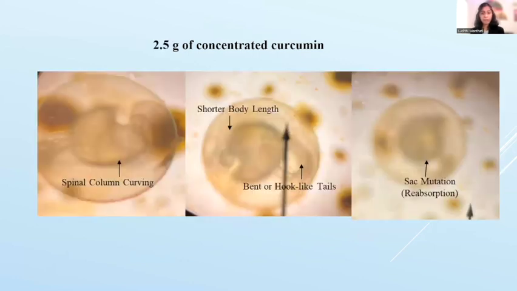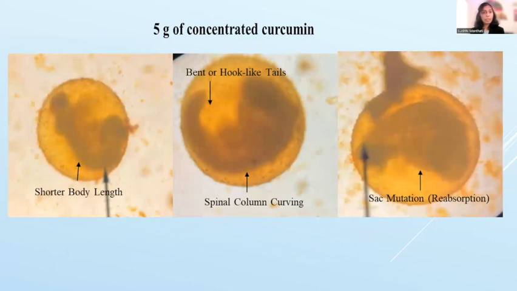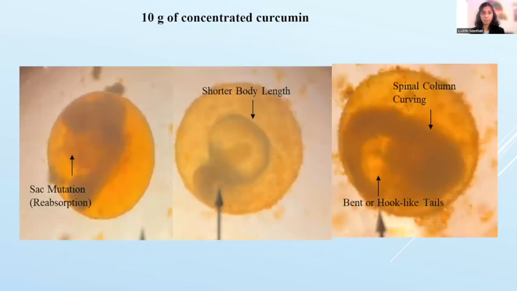In 2.5 grams and 5 grams, there can be an increased rate of mutation. However, it is not as extreme as what was observed in 10 grams of concentrated curcumin, where there is severe sac mutation, a greater amount of spinal column curving, a severe hook tail, and extremely obvious shorter body length.